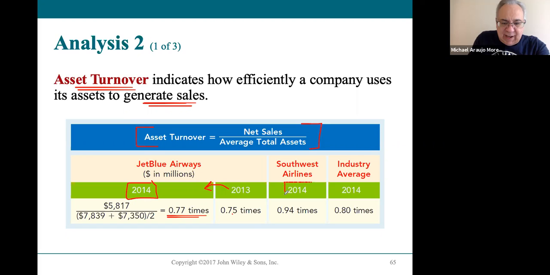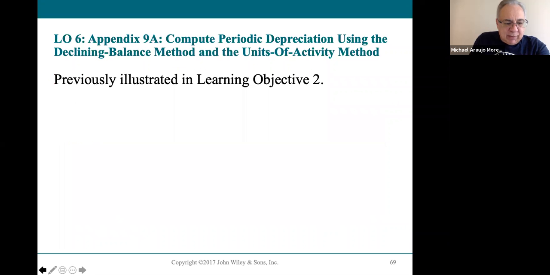However, you've got to tip your hat to Southwest Airlines. Look at this asset turnover, 0.94 times, well above both JetBlue and the industry average, which is hovering at 0.8. They are really generating a lot of sales from their average total assets. In other words, roughly speaking, about 94 cents of sales for every dollar in total assets. Incredibly good, higher than the industry as well. So those two are important. Don't have to worry about profit margin. We've looked at profit margin already.